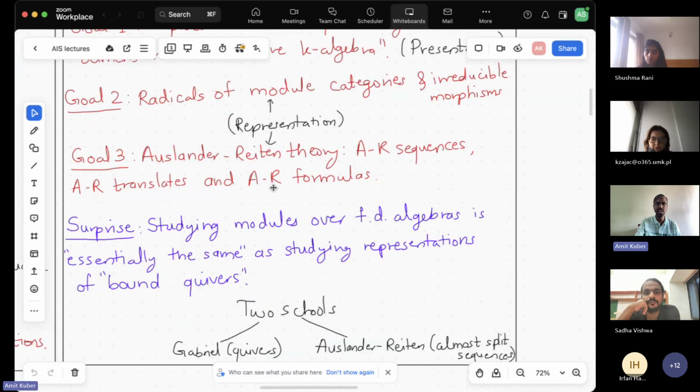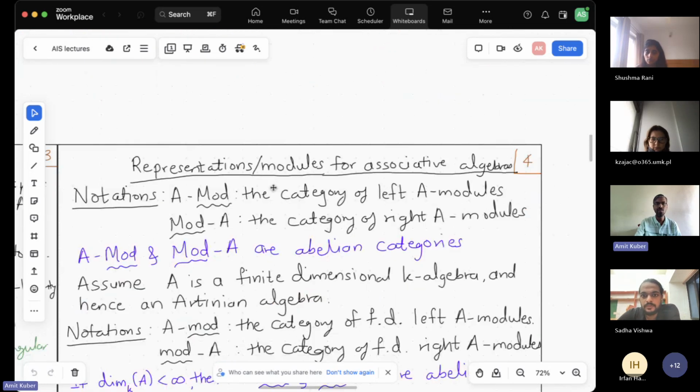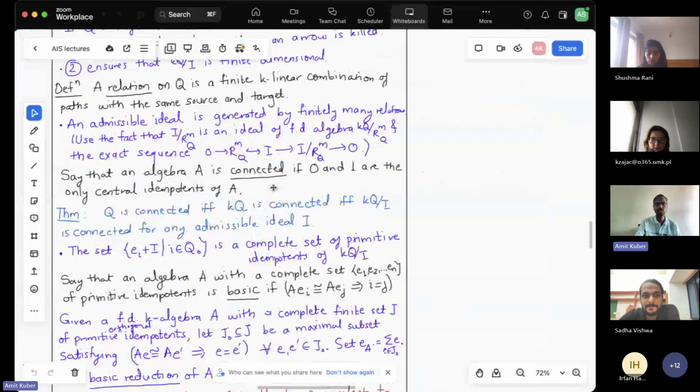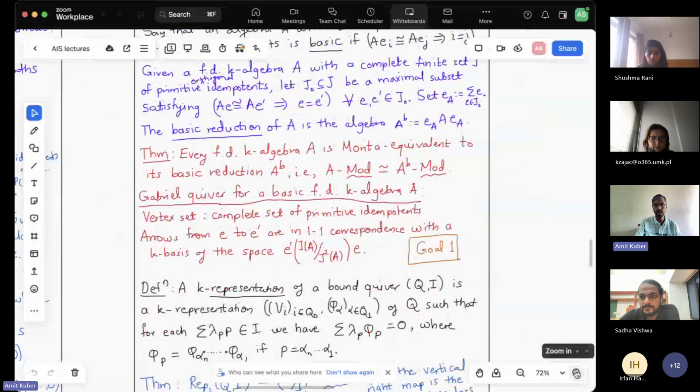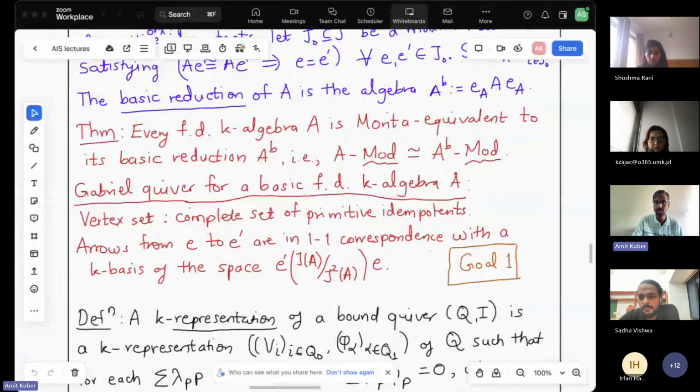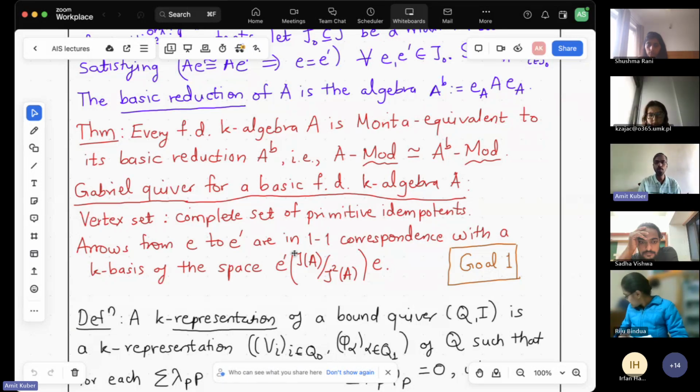Yesterday I realized while I was writing this that the Gabriel quiver I had defined, associated with a basic finite dimensional algebra, was not complete. So let me quickly remind you what this Gabriel quiver is. We start with a complete set of primitive idempotents as the vertex set, and then the arrows from E to E prime are obtained from rad mod rad square. To be more precise, we take a basis of this, and that basis is how many arrows you draw from one place to another.